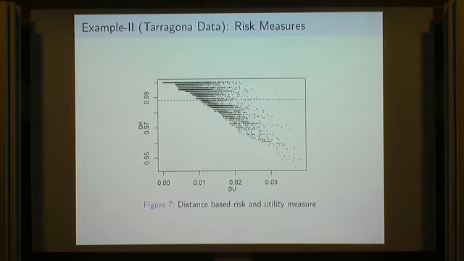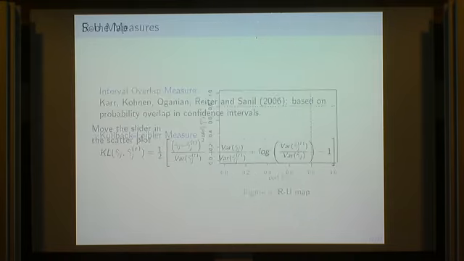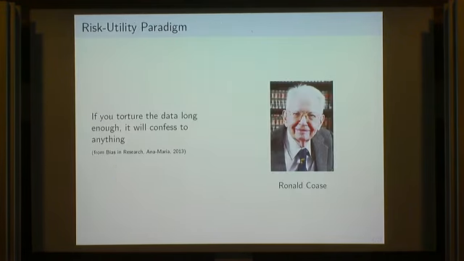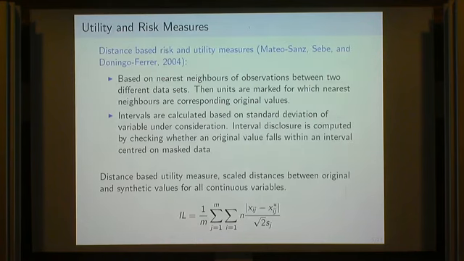Can you remind us, the distance-based risk was the difference between 2 points? Can you remind us what the utility and the risk measure is? The utility measure is based on the utility measure I have mentioned here at the beginning. This one. That's the information loss. That's the information loss measure.